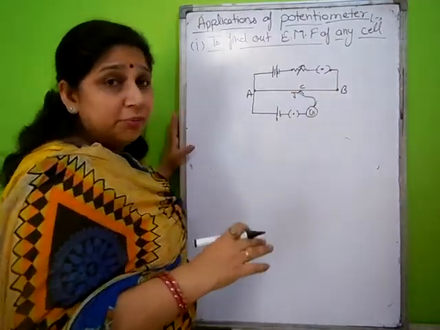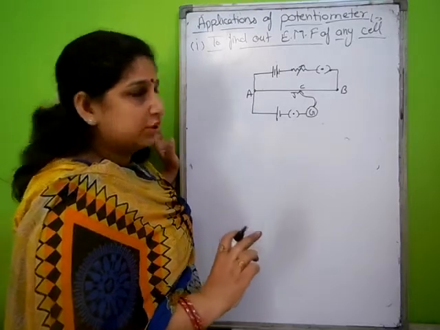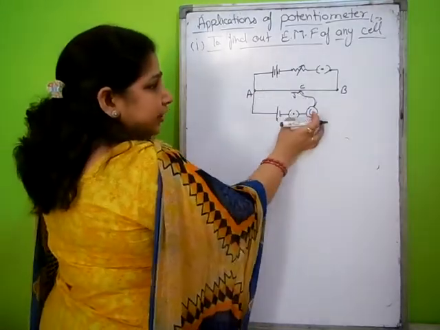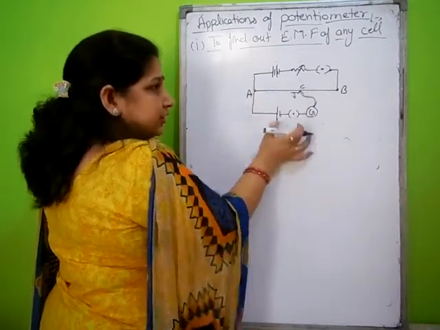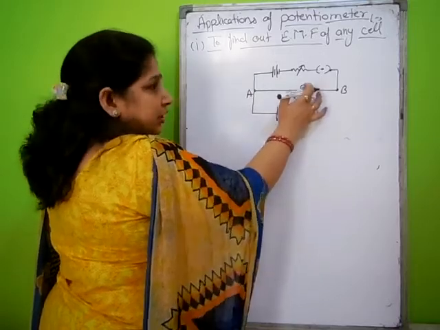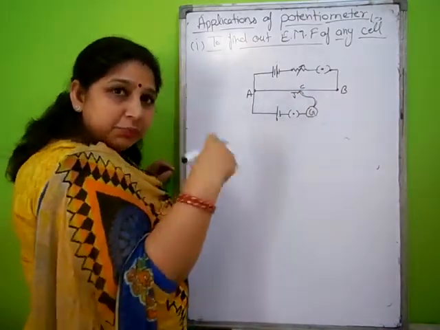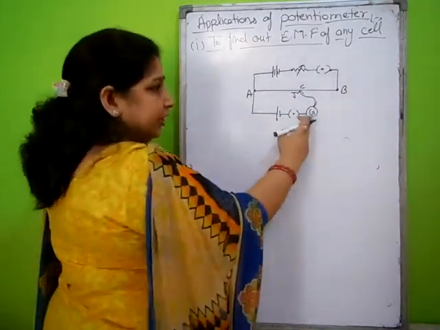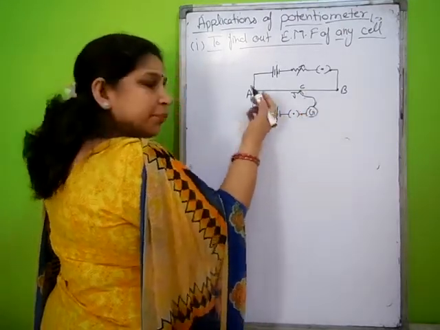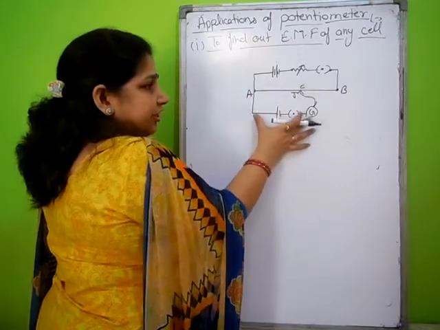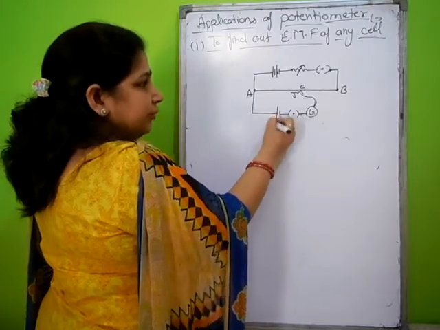It is a very important topic for numericals, so listen and understand the concept on which it works. Got it? If there is no current in the galvanometer, then the potential of this should equal the potential of this. Means there is equal potential at the two ends of the galvanometer. The potential will be the same, only then there is no current in the galvanometer. Means there is the same potential at these two points. Got it? So how can we find the EMF of the cell?